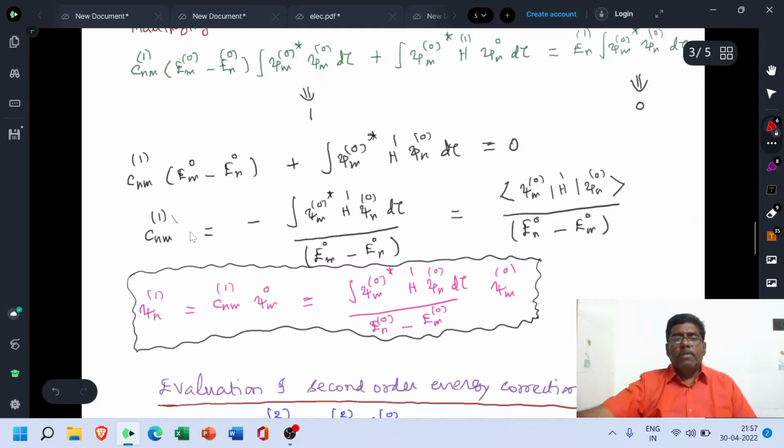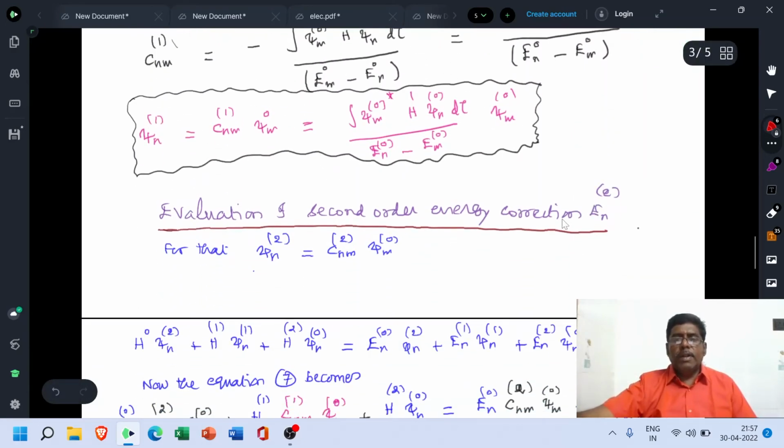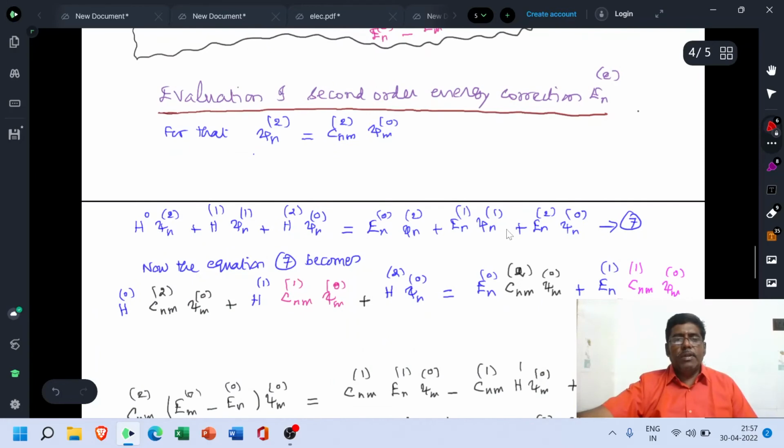Now we have to evaluate the second order energy correction En2. For that we should introduce the wave function psi n2, the unknown wave function, in terms of the known wave function psi m0 by multiplying psi m0 by a factor Cnm2. We know equation 7, the second order perturbation equation. In this equation we have to substitute the value of psi n2 as well as psi n1.